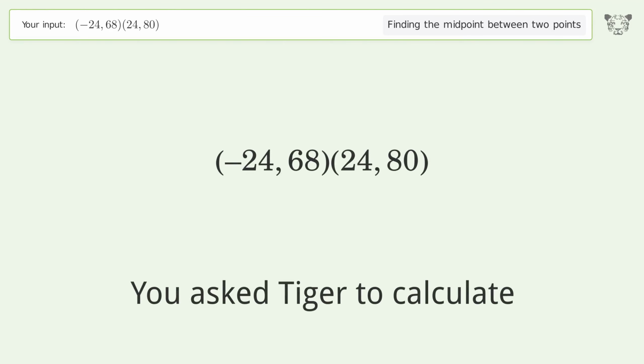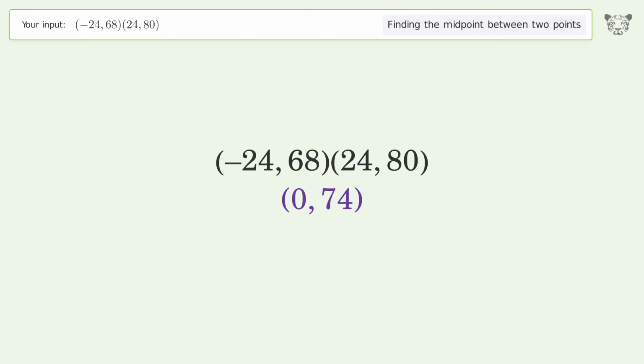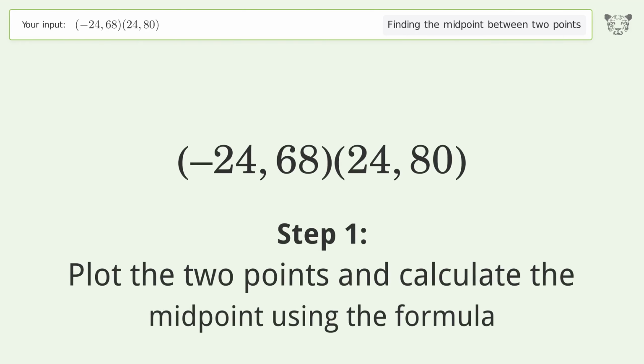You ask Tiger to calculate. This deals with finding the midpoint between 2 points. The midpoint between the 2 points is 0,74. Let's solve it step by step. Plot the 2 points and calculate the midpoint using the formula.